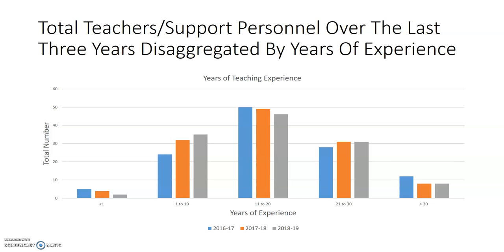Then we're going to look at years of experience of our teachers at Dalton High School. If you look at the bottom of our x-axis, we're looking at the years of experience. We've got a lot of our teachers and support personnel at Dalton High School that are between 11 and 20 years of experience. So that's showing that we bring a lot to the table, a lot of experience into what we offer for support for our students.